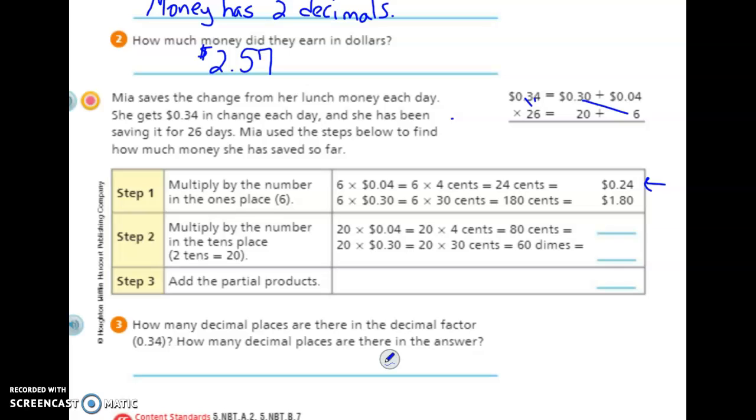Next step, now we're going to multiply by the 20. Again, we're working from right to left. So first we're going to do the 20 times the 4 cents. 20 times 4 is 80 cents. And now we have to write it in over here using a decimal and a dollar sign. Go ahead and copy that down.